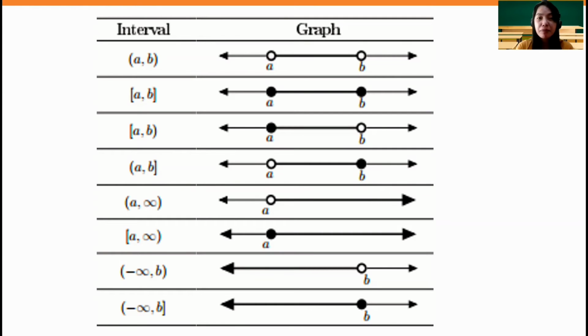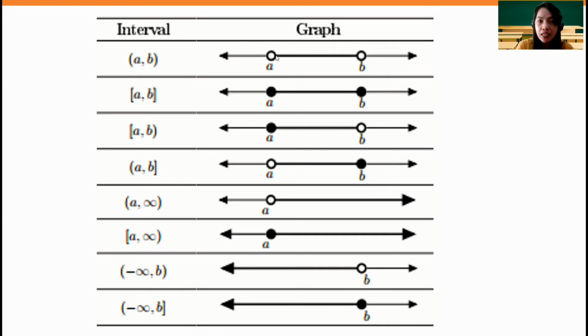Before we proceed to step number 3, let us first recall how to graph the given intervals. We have here open parenthesis A, comma, B closed parenthesis. This is a symbol that represents a set that includes all the numbers between A and B. To graph in the number line, we have here an open circle. Open circle represents that A and B are not included in the set, only the numbers between them.